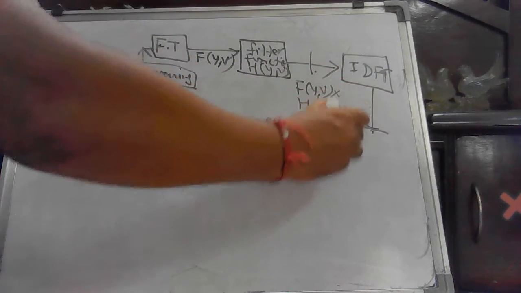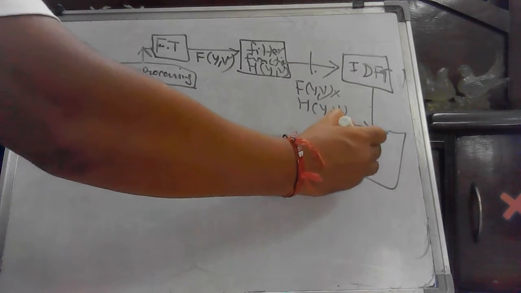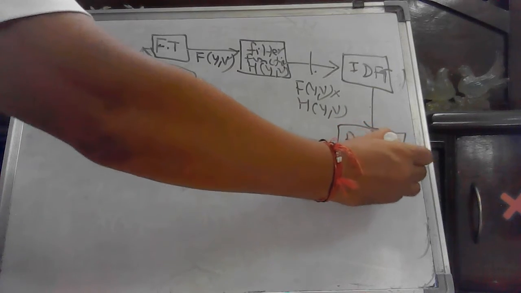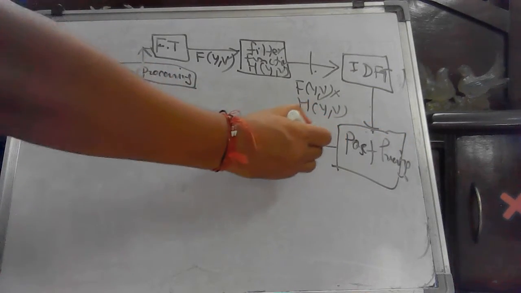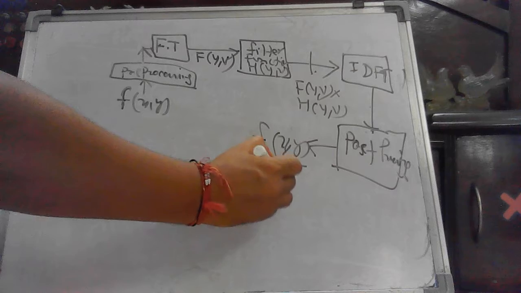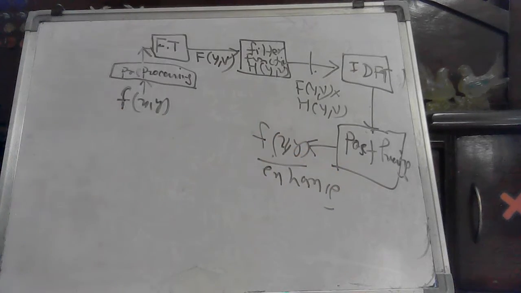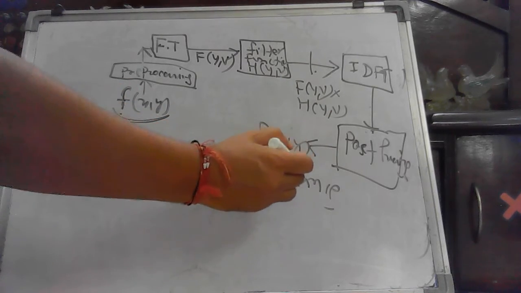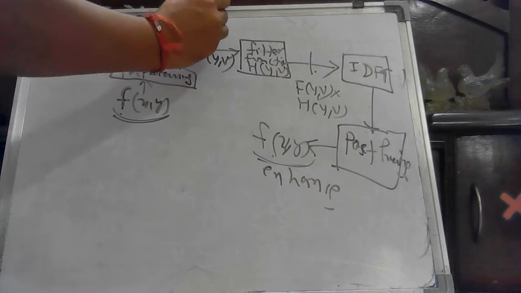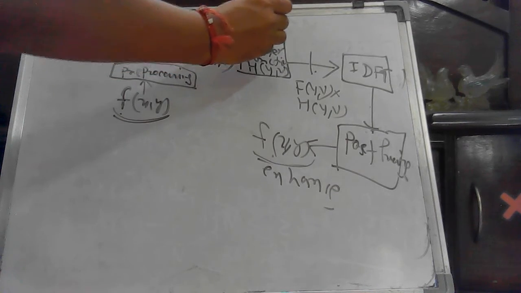Now the spatial domain signal must be converted back to the original center, so here you require post-processing. Post-processing is also important here. Once you have done post-processing, you get back your enhanced f x y. These are the steps you follow whenever you convert your spatial domain signal into an enhanced spatial domain signal by using the frequency domain.